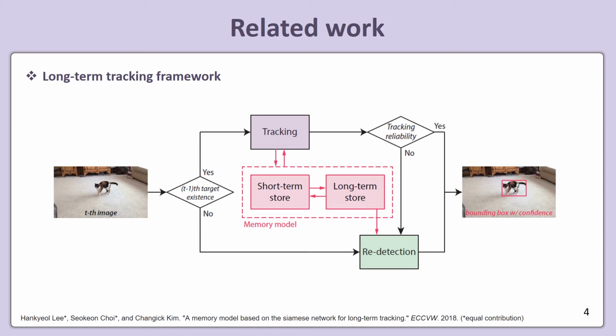Basically, long-term tracking follows this framework. As the first point, we have to judge the target existence and reliability based on the confidence score. As the second point, if it is determined that there is no target, redetection is necessary. As the third point, in most cases, pre-trained short-term trackers are used for tracking. As the final point, memory management is important.